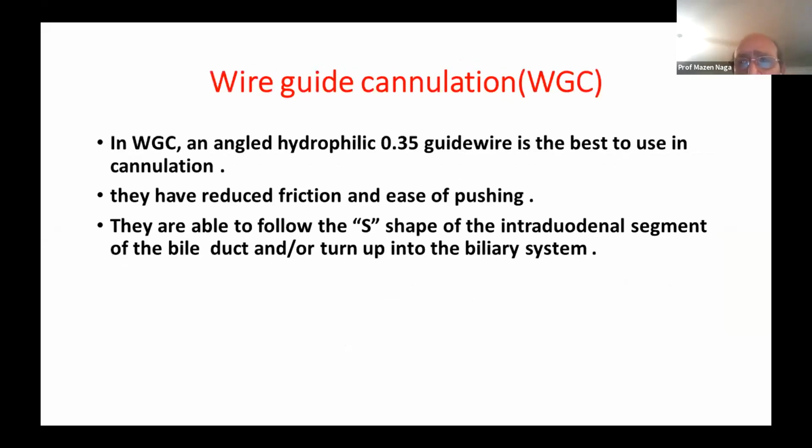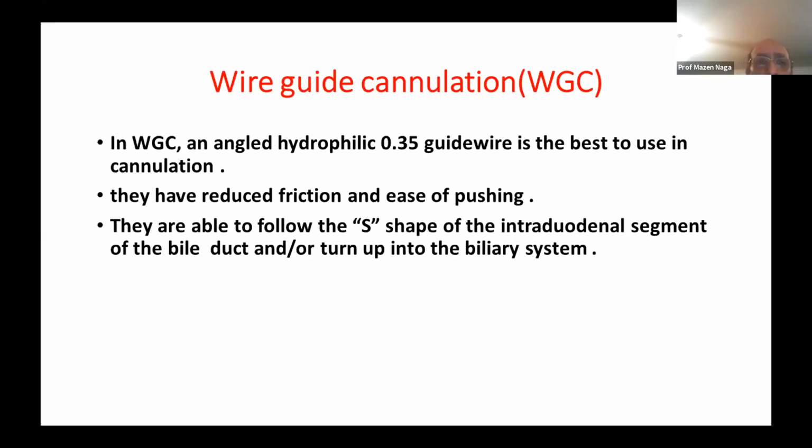If we fail to cannulate with the sphincterotome, we must shift to another method, which is wire-guided cannulation. In wire-guided cannulation, we use the angled hydrophilic guide wire, 0.035 inch, for easy cannulation. They have reduced friction and ease of pushing. They are able to follow the S shape of the intraduodenal part of the bile duct and turn up into the biliary system.